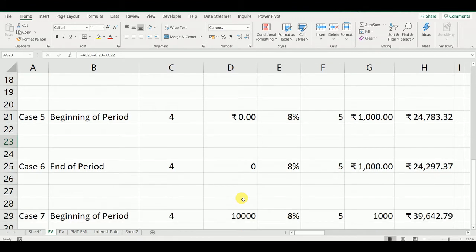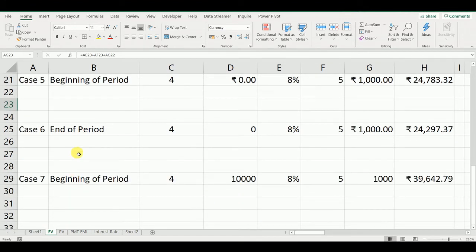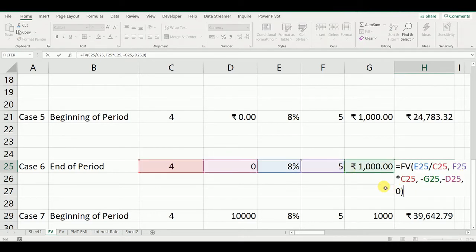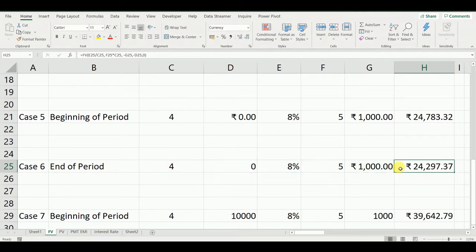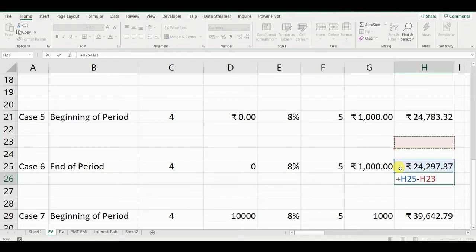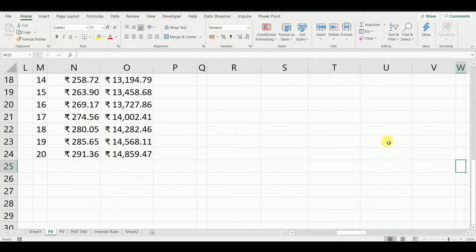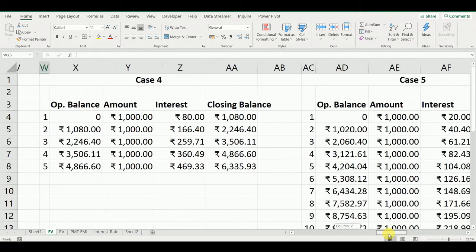Now we will move to the next case in which we are investing at the end of the period. Similarly, in this we are getting 0 in place of 1. So here we are getting 24,297. Here we are getting less amount because we are investing after the end of the quarter. So here we are getting 485 less. This also we can check through our manual calculation.